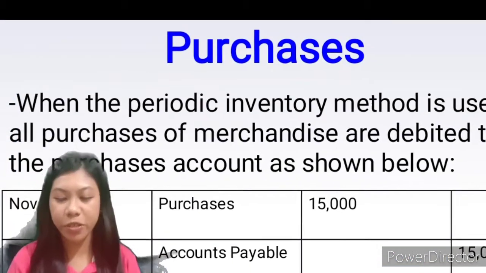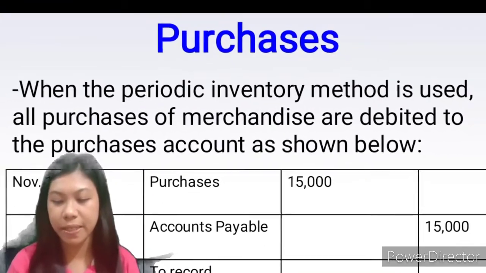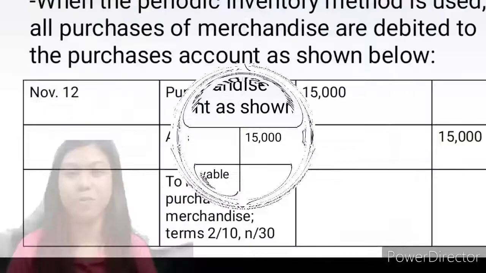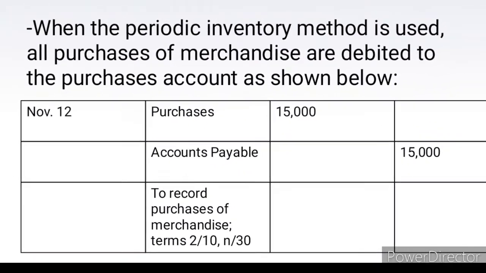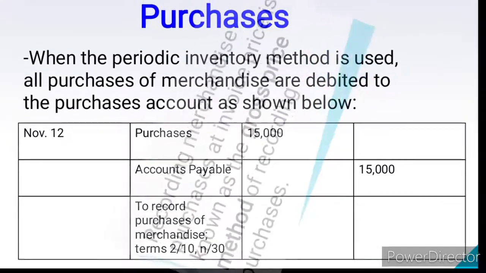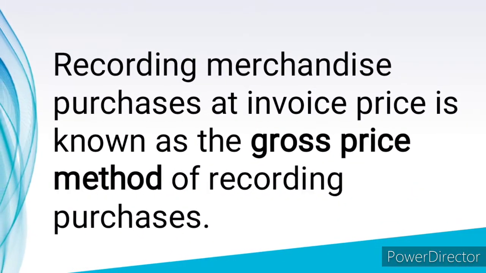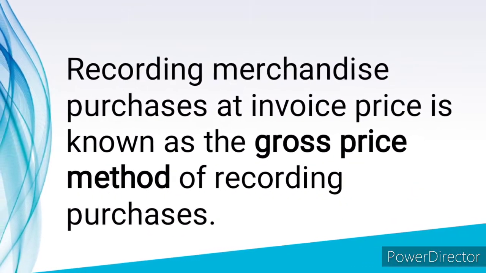Purchases. When the periodic inventory method is used, the purchases of merchandise are debited to the purchases account as shown below. Recording merchandise purchases at the invoice price is known as the gross price method of recording purchases.